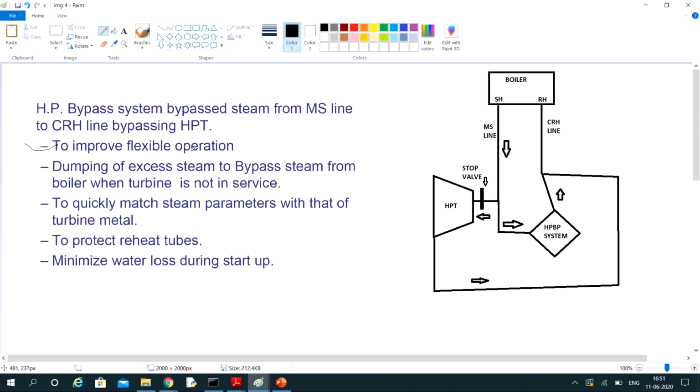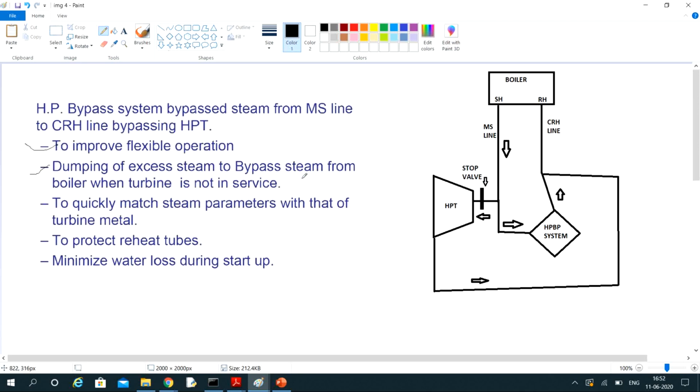Second one is dumping of excess steam, bypassing steam from the boiler when the turbine is not in service. When the boiler is lighted up and the turbine is not in service, the boiler will keep on producing steam, and there needs to be a path for this steam to flow out. We can't keep on raising the steam pressure in the boiler and not let the steam flow. So to dump this excess steam when the turbine is not in service, we can use the HP bypass system. It directly bypasses the turbine and dumps the steam into the condenser.